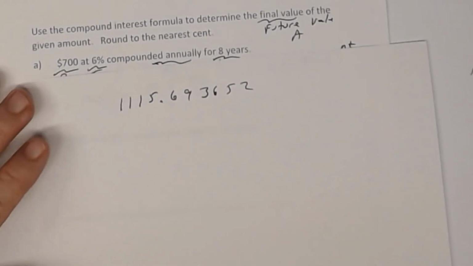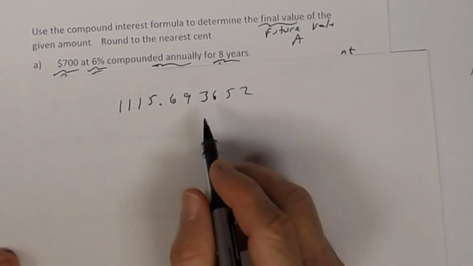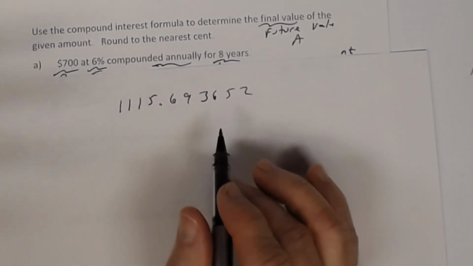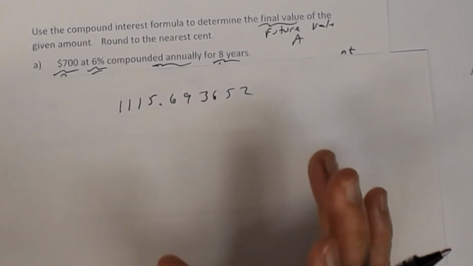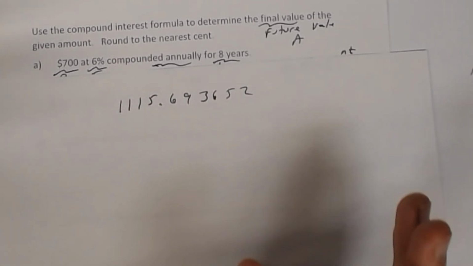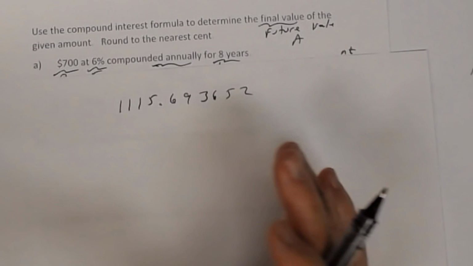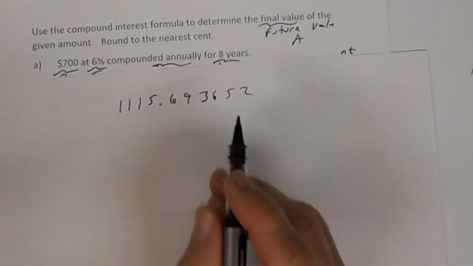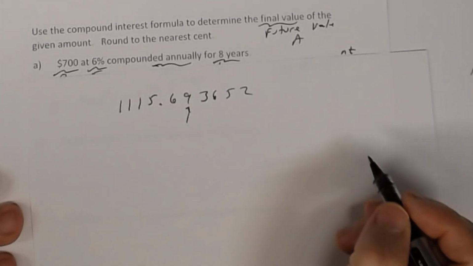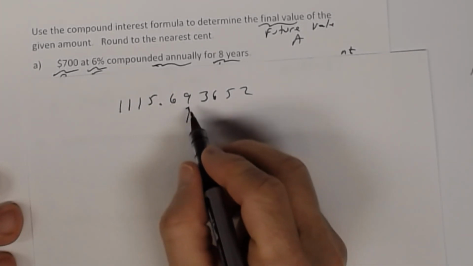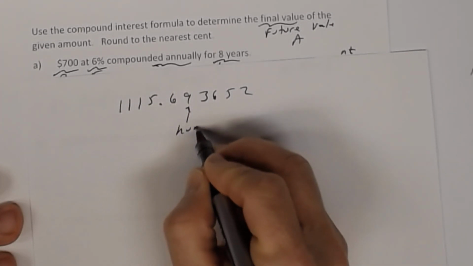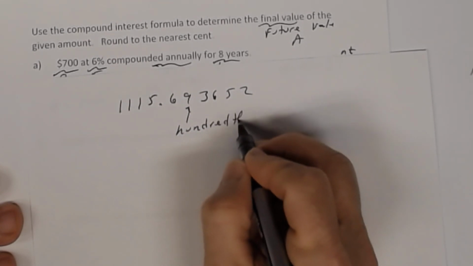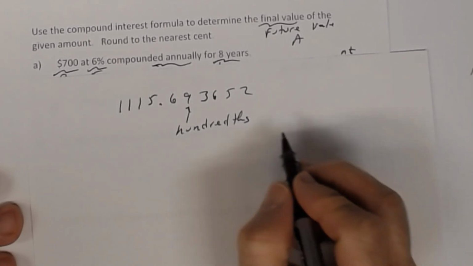So let me explain what nearest cent means. When you talk about money, when you go and buy something at a store, they'll say something like $3.42, or $8.25. Notice that the last digit is in the hundredths place. So that is the nearest cent right here. The hundredths place is the nearest cent.